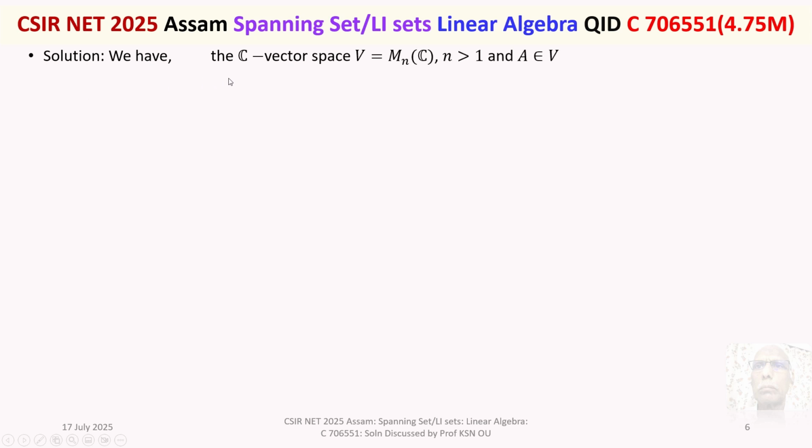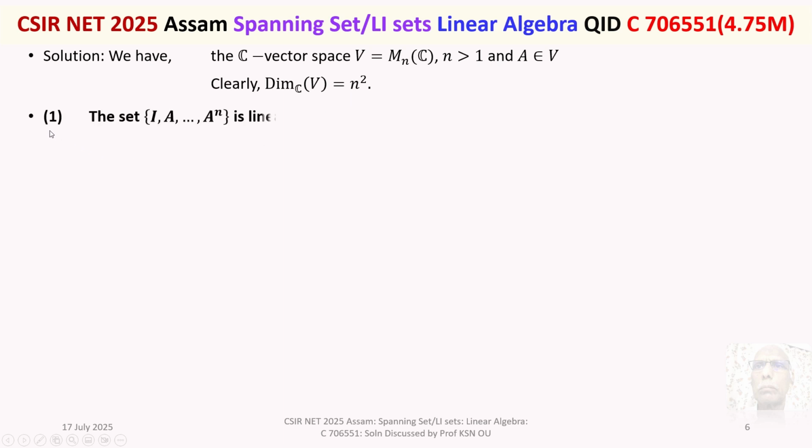We have the C vector space. We mean a vector space over C. That vector space is denoted by V is equal to Mn C, the vector space of all n by n matrices with the entries coming from C, where n is greater than 1 and A is an element of V. A is a matrix from V. Clearly, what will be the dimension of V over C? It is an n by n matrix. It is n square. Yes, we know it.